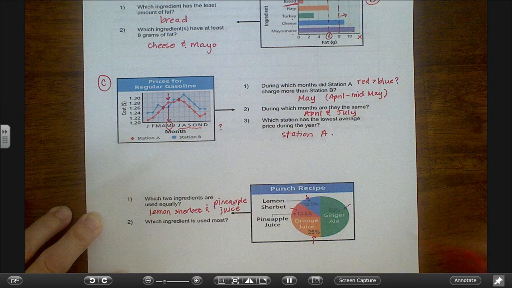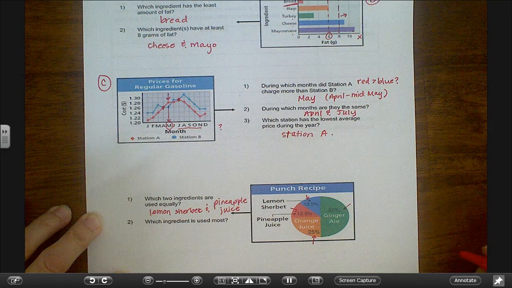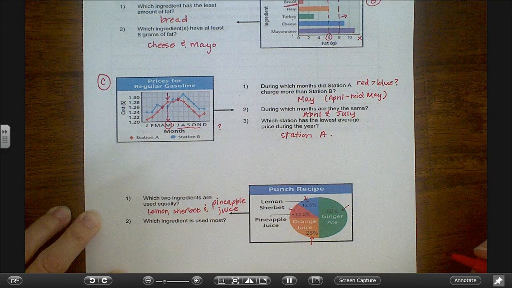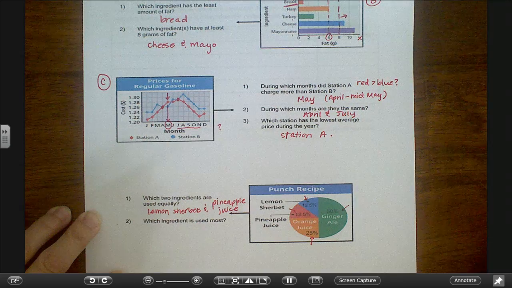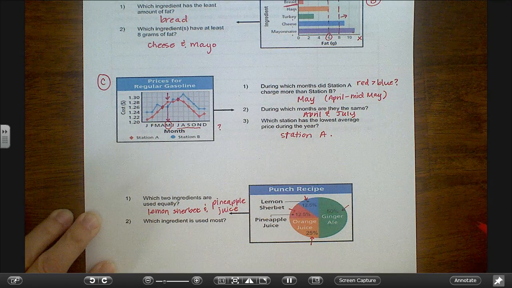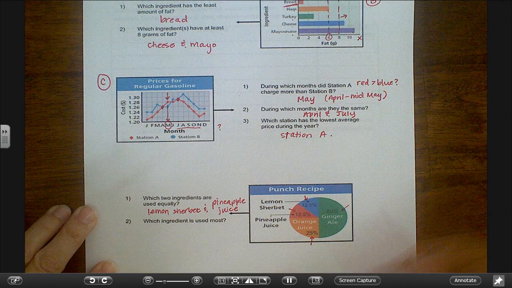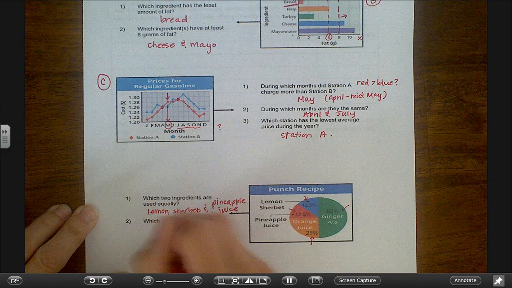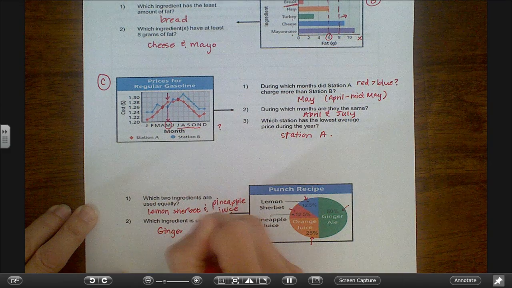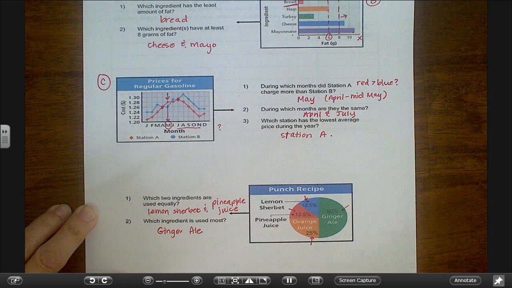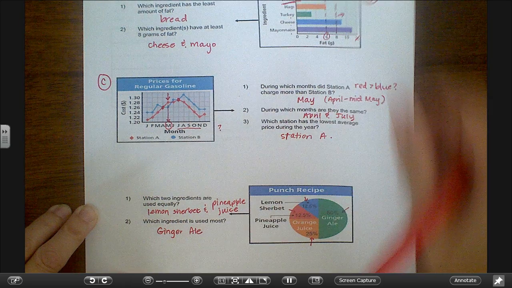And if you guys are thinking, oh my gosh, this is ridiculously easy, does it get a lot harder? Honestly, not really. Graph interpretation is something you guys have been doing forever. So, which ingredient is used most? Well, 50%. That would be ginger ale. Okay, that's first page done.